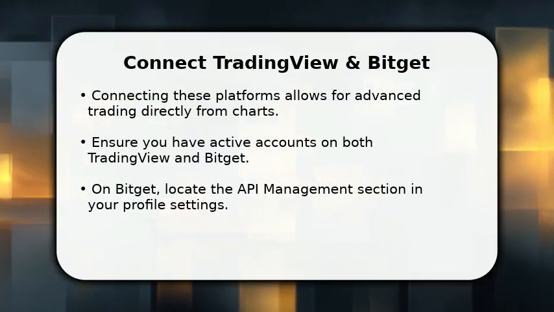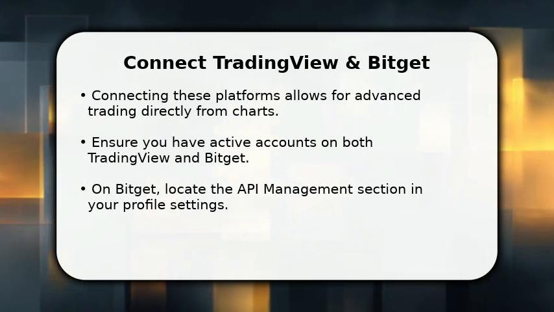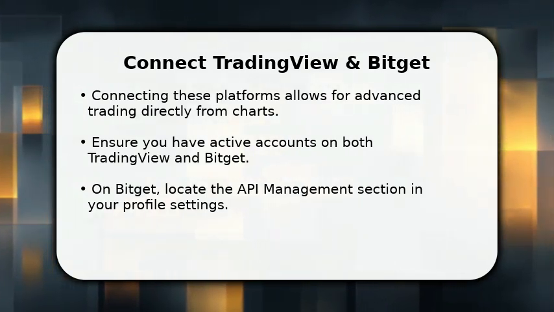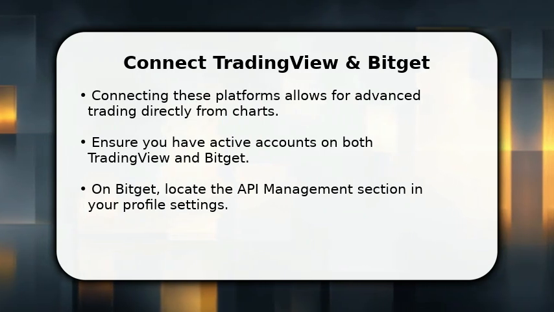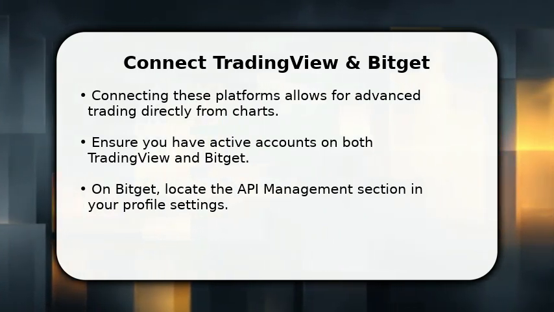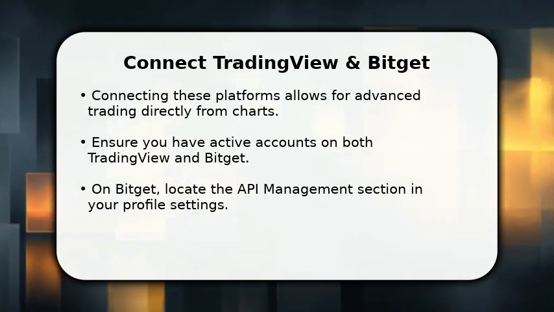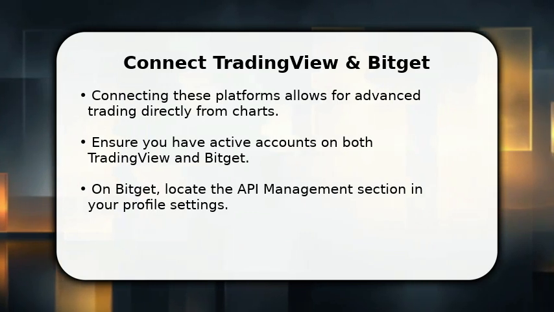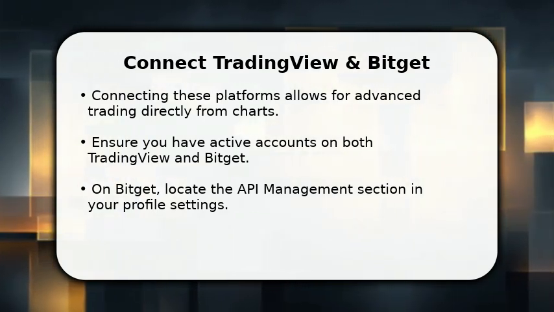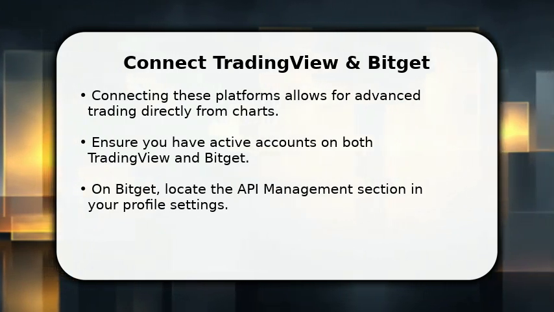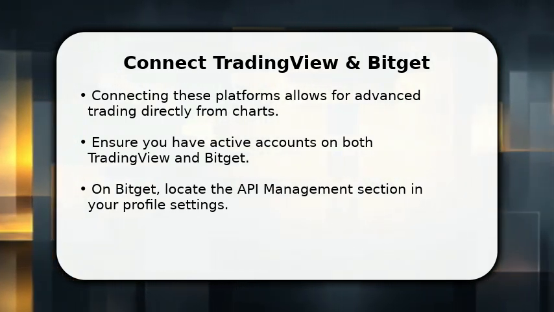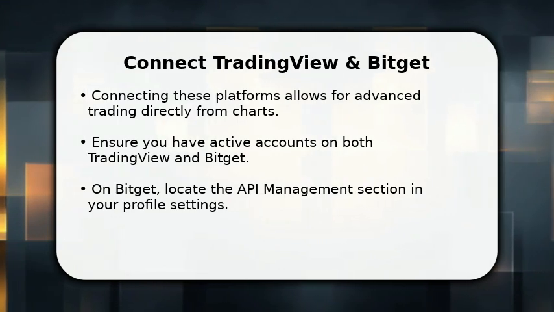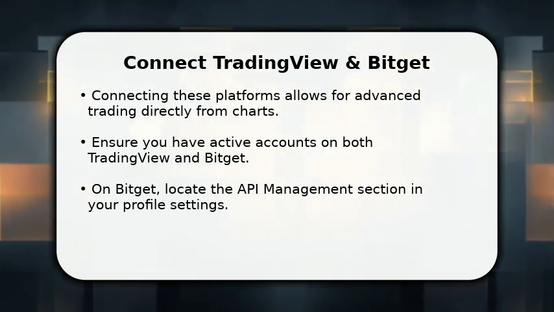In this video, I will explain how to connect TradingView with BitGet. First, make sure you have active accounts on both platforms. Then, log into your BitGet account and navigate to the API management section. This is usually found under your profile or security settings. You'll need to create new API keys there to establish the connection. This initial step is crucial for secure and efficient integration.